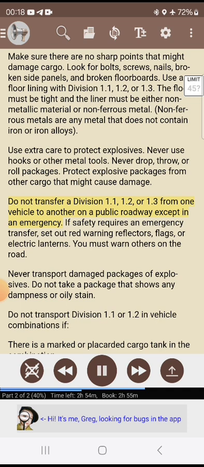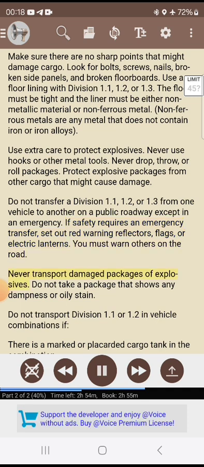except in an emergency. If safety requires an emergency transfer, set out red warning reflectors, flags, or electric lanterns. You must warn others on the road. Never transport damaged packages of explosives. Do not take a package that shows any dampness or oily stain.